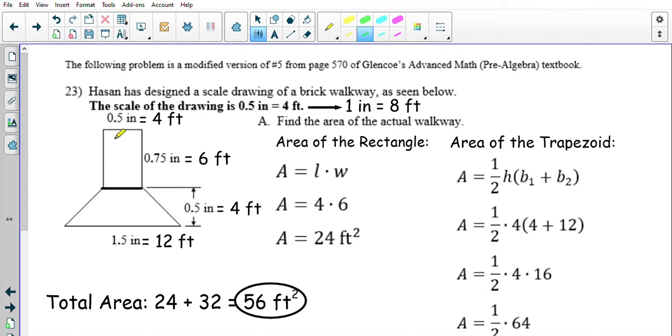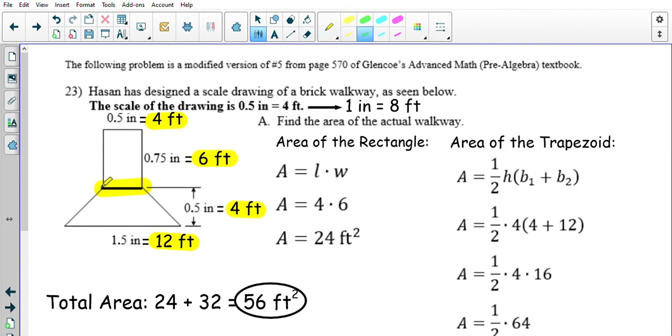So 0.5 times 8 gave me 4 feet. So you may want to copy those down. 0.75 times 8 gave me 6 feet. 0.5 inches times 8 gave me 4 feet again. And 1.5 inches times 8 gave me 12 feet here. And I also split it into two regions by drawing a line right here to make it a rectangle and a trapezoid. So let's start with the rectangle.